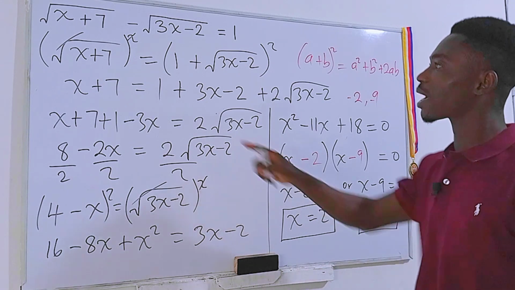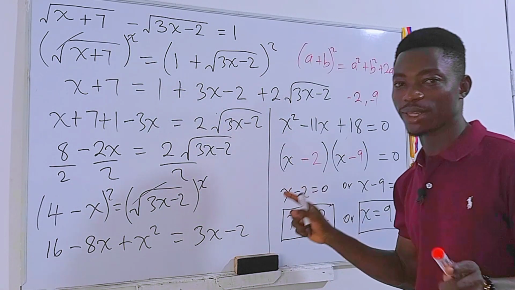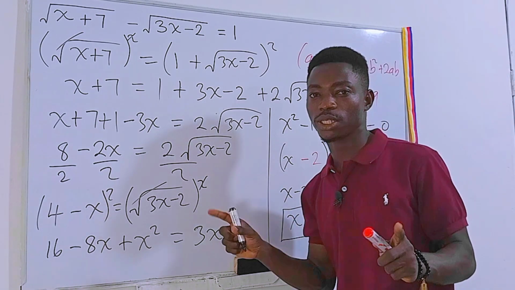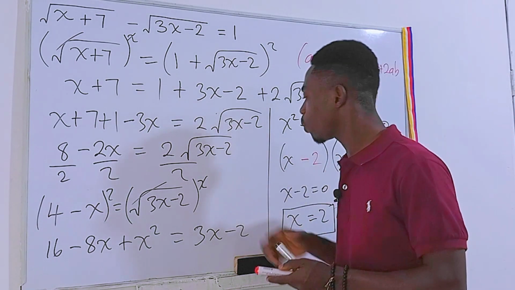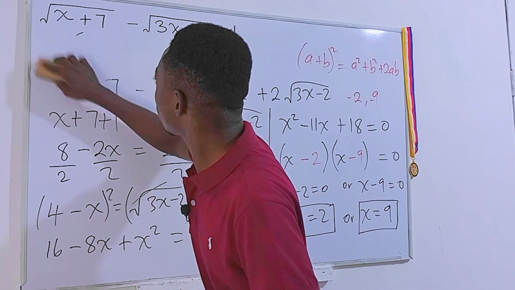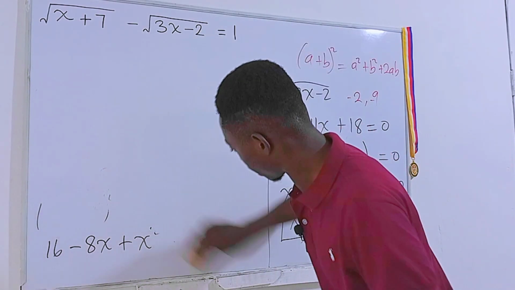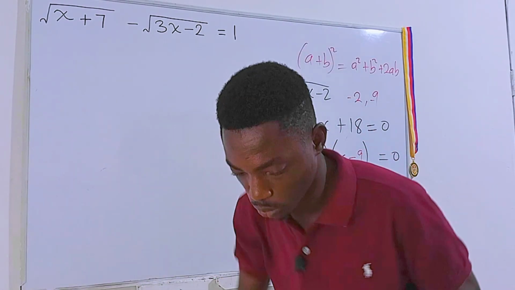But when it comes to radical equations, if you get solutions like this, don't just leave it there. Sometimes some of the solutions don't work. So what we do is to check which one is correct. In fact, one can be correct and the other will be wrong. So you have to always check it. So let's quickly do that.